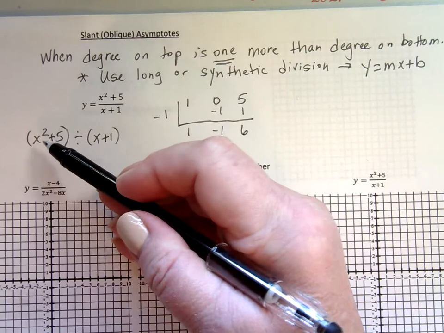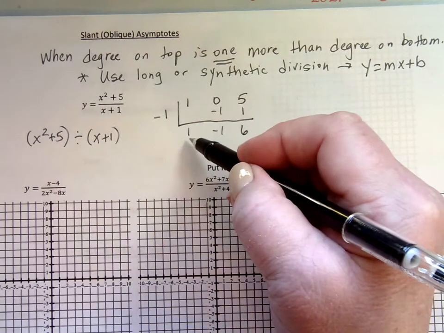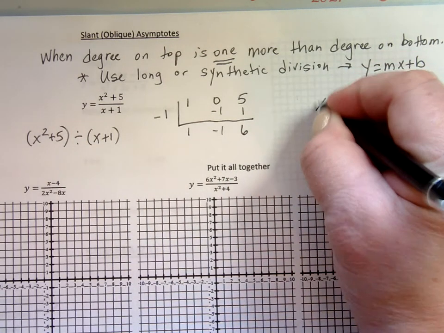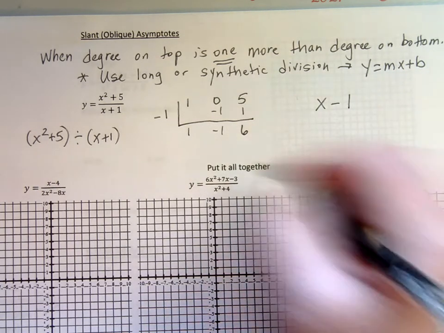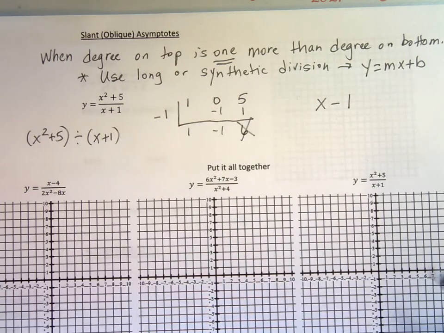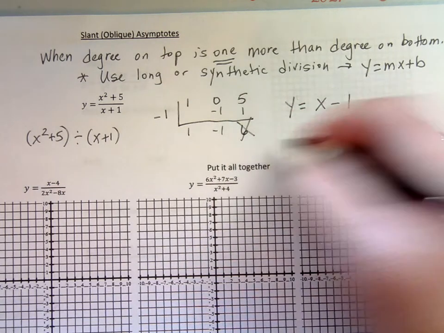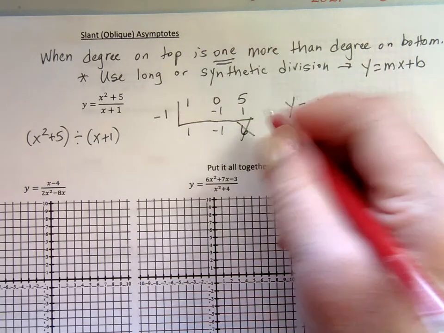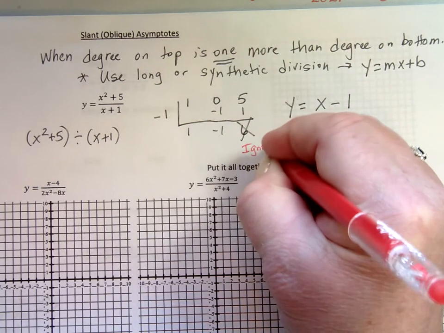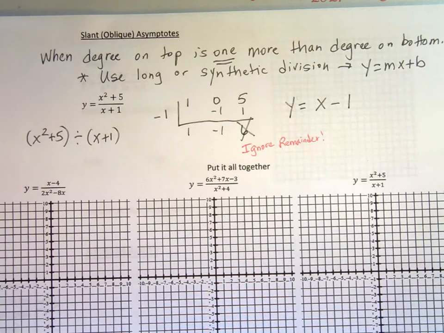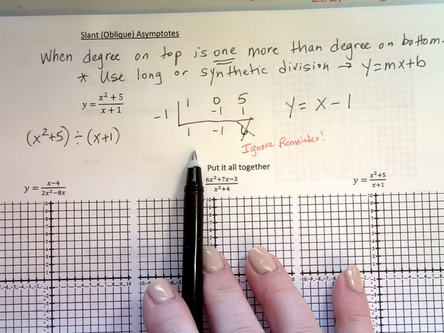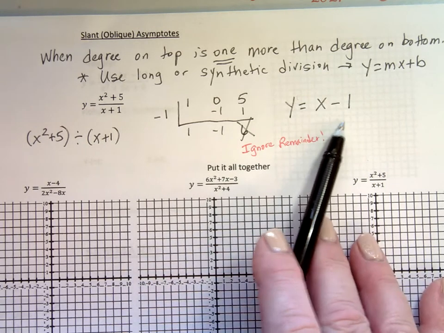I have x squared, so that means this would be an x minus 1 with a remainder of 6. Well, guess what? I don't care about remainders in this case. This is my slant asymptote equation. You ignore that remainder. So let me write myself a note, in a different color: I ignore the remainder. I'm just using the y equals mx plus b part. So my slant asymptote would be this right here.